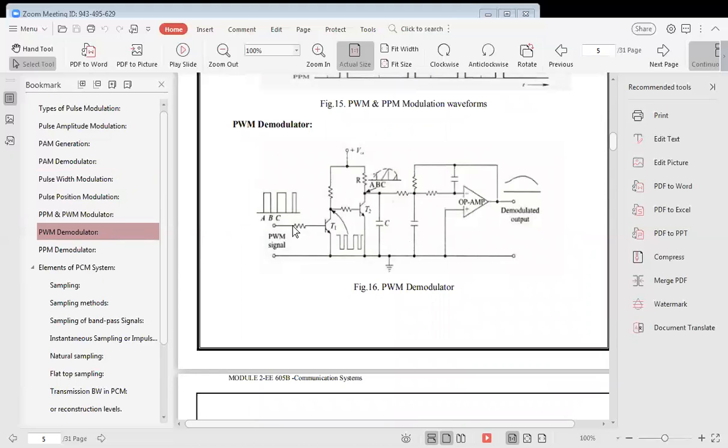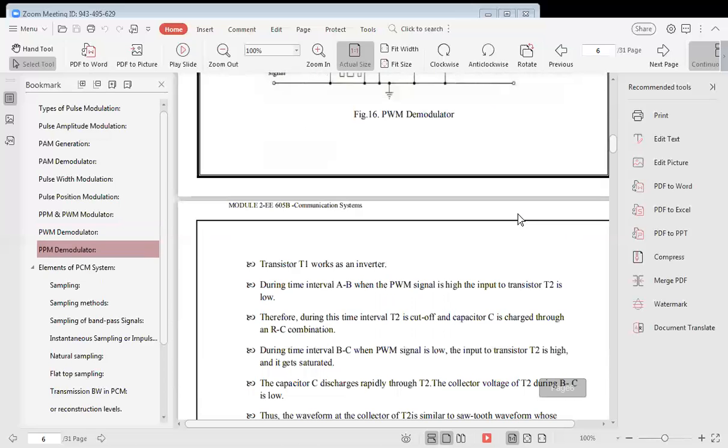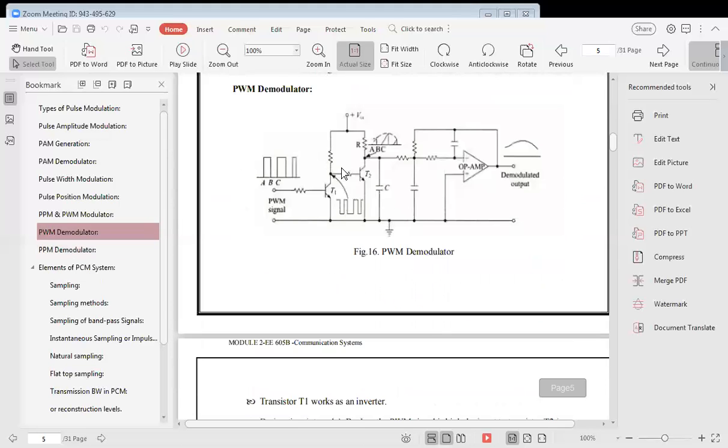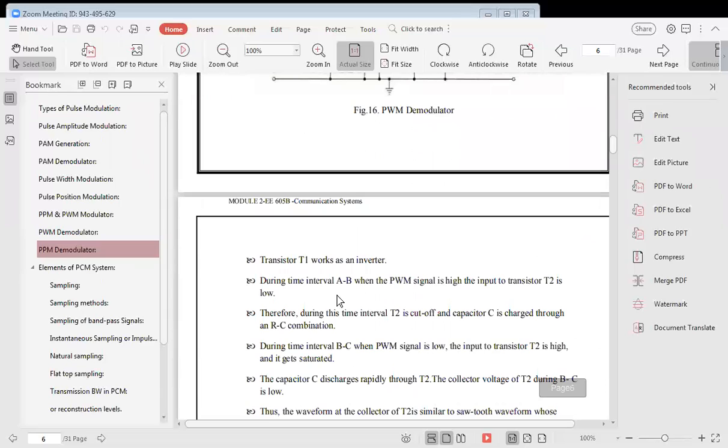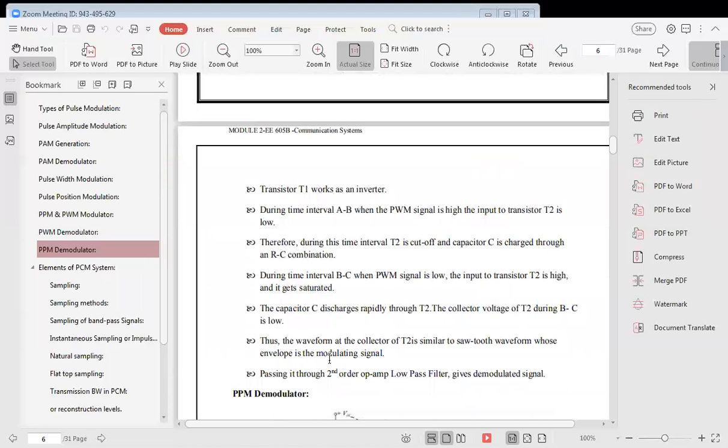In the demodulator circuit, when PWM is applied to a transistor in CE mode, common emitter mode, the output passes through another transistor and then through an op-amp based circuit, and we get the demodulated output. Here transistor T1 works as an inverter. When PWM is low, T2 is cut off through the RC combination. Here is a simple description of the PWM demodulator.